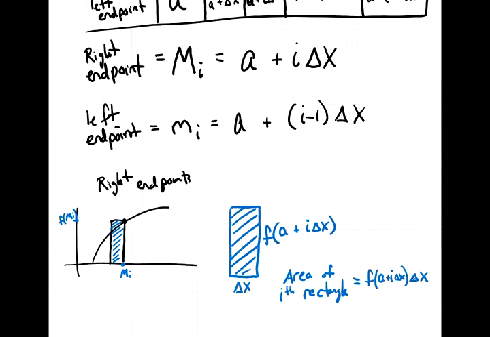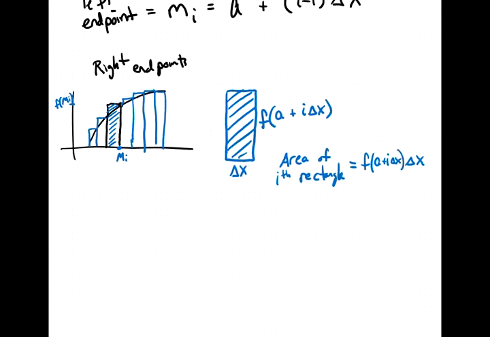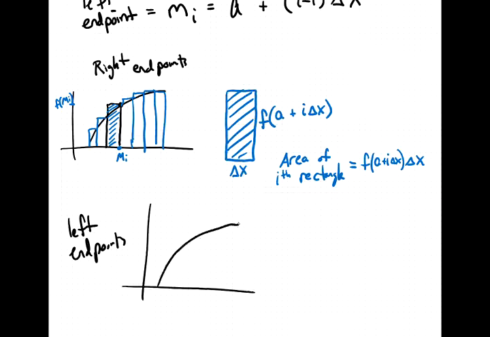And so if we add up all of those rectangles, it'll look like something like this. If we add up all those rectangles, that's our approximation for the area. And by that same logic, if we're using left endpoints, well, we're plugging in lowercase m sub i, or the x value which is the left endpoint, and the height will be f of m sub i.